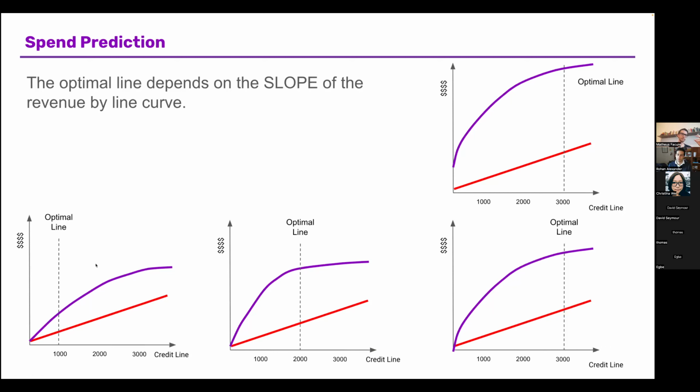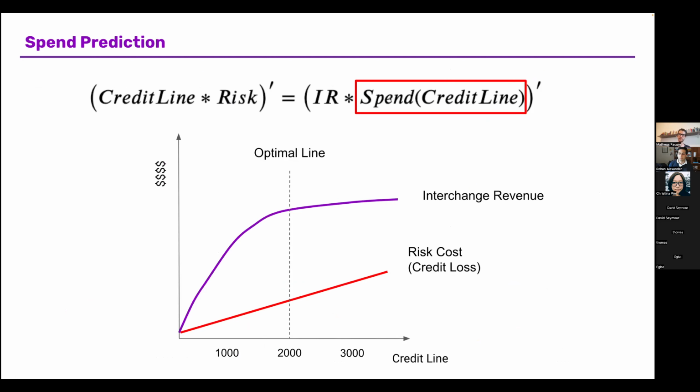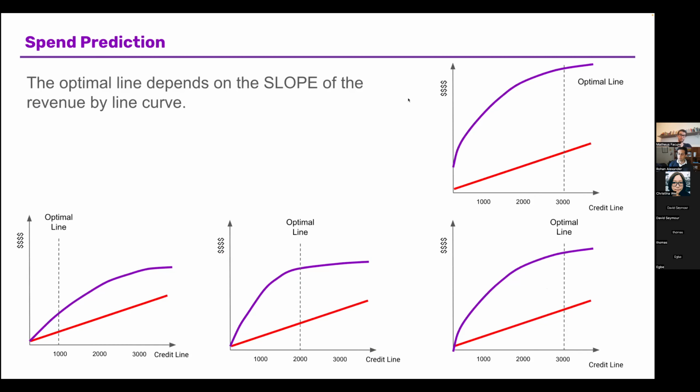For instance, if the spend curve is very flat, like here on the left, I'll probably have a very low optimal line. But if the spend curve is very steep, I'm probably going to have a very high optimal credit line. So what I care about here is not to predict spend. What I really care about is to predict the derivative of spend with respect to credit line. And this is tough because you can definitely see how much a customer spent, but you cannot see the derivative of this curve.